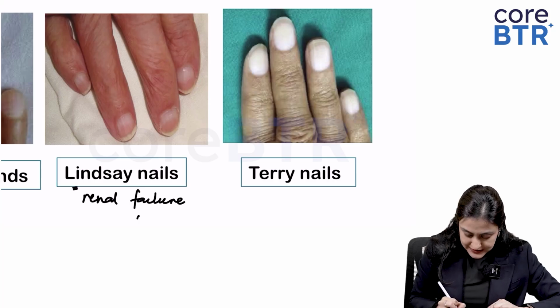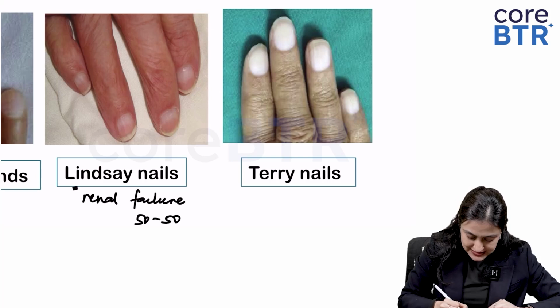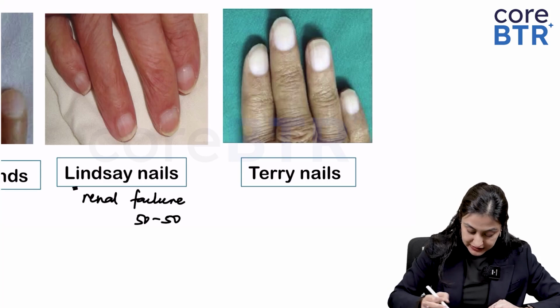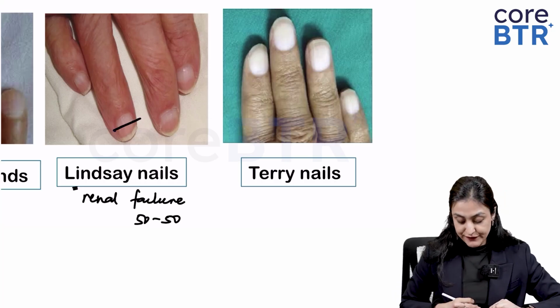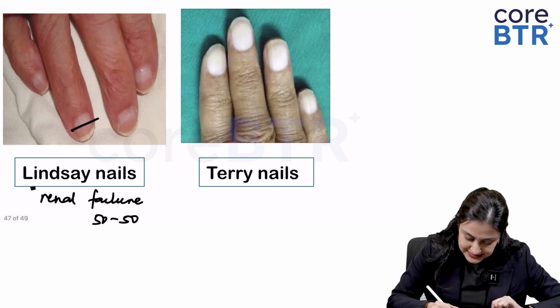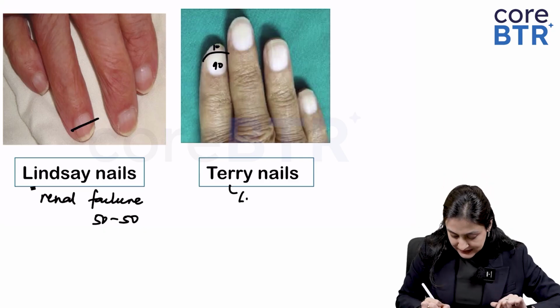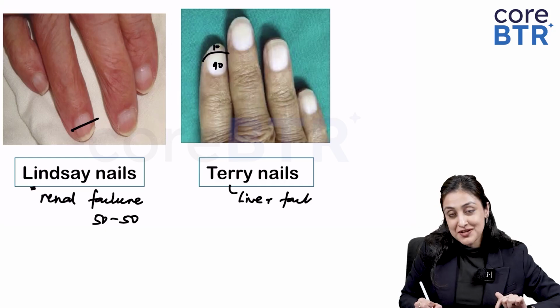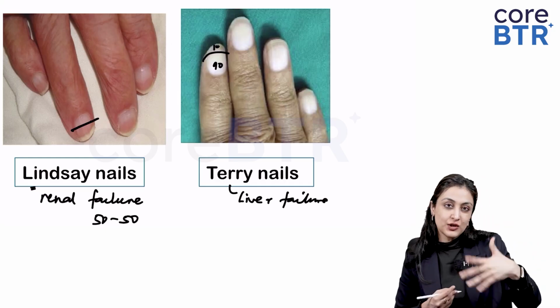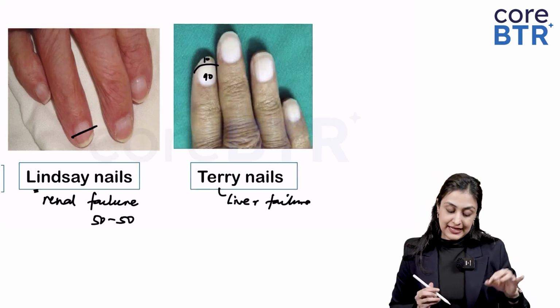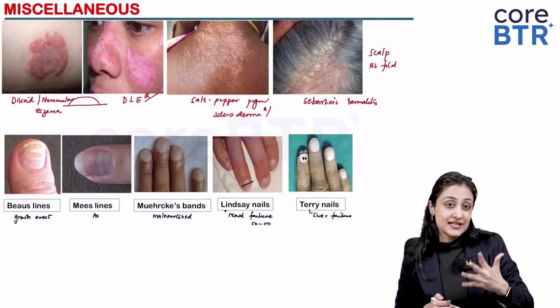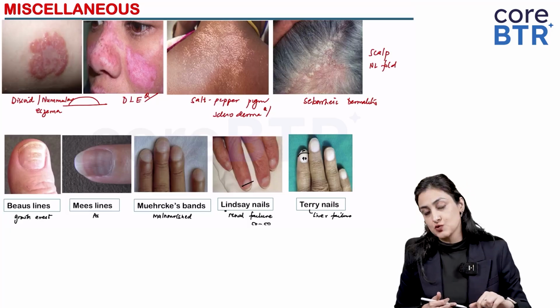They are also called 50-50 lines. Means you can see almost half of the nails here. This is white and this is not white. So 50-50. Whereas this is 90-10. You can see 90 is white, 10 is not white. So these are Terry lines. Terry, liver failure. That's how you can remember. So L is not L, or Terry liver. So this is Terry lines. So these are a few nail lines. They can ask you match the following. Never been asked so far.